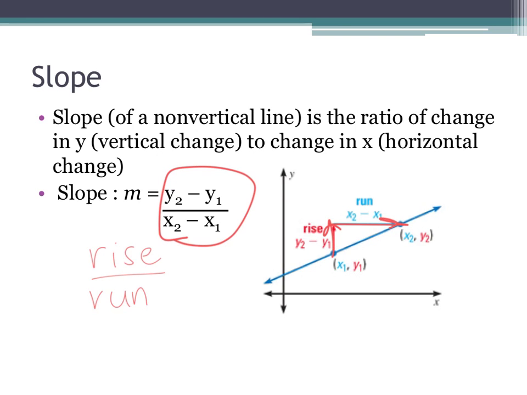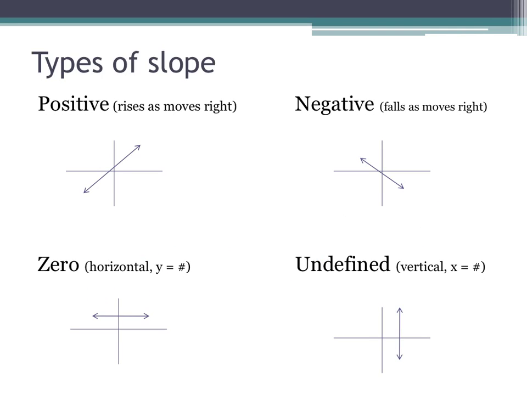It basically affects how steep or flat your line is. Okay, there are 4 different kinds of slope. Positive slope, which rises as you move to the right. Negative slope falls as you move to the right. Zero slope would be for a horizontal line, which would have an equation of y equals a number without an x. And then undefined slope, which would be for a vertical line. And the equation would be x equals a number without a y.